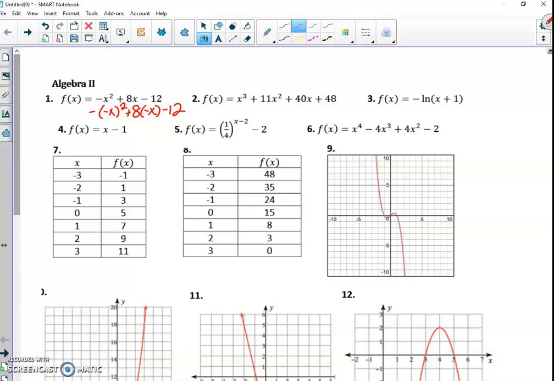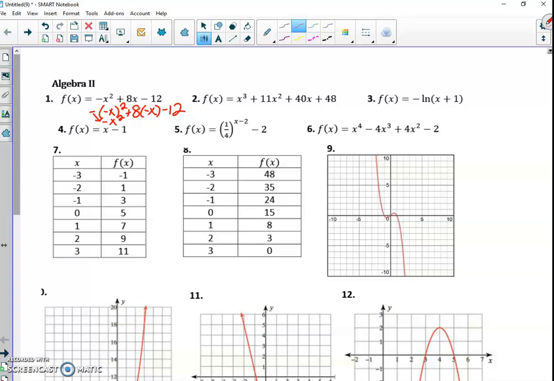So let's think about it. If we had negative x squared, negative x times negative x would turn into a positive. So this turns into positive x squared here, but that negative, I'm going to drop down. So it really just stays negative x squared. That's good, because if it's even, then it stays the same.